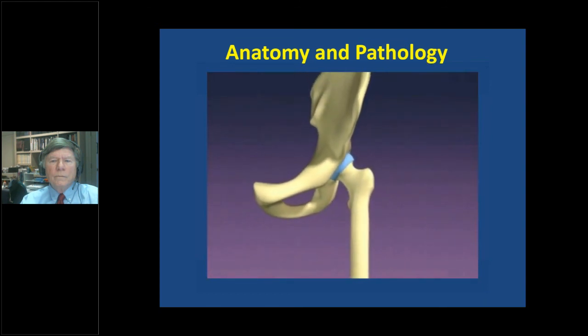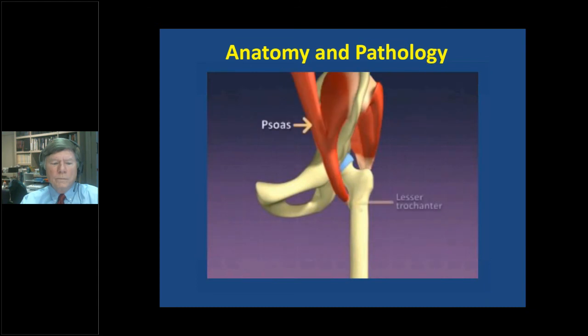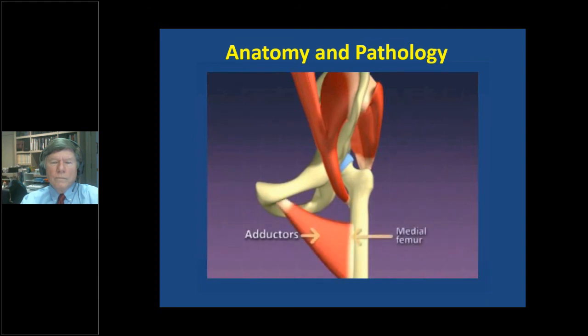A number of powerful muscles attach near the joint. The most important of these are the abductors at the greater trochanter, psoas at the lesser trochanter, and the adductors to the medial proximal femur.